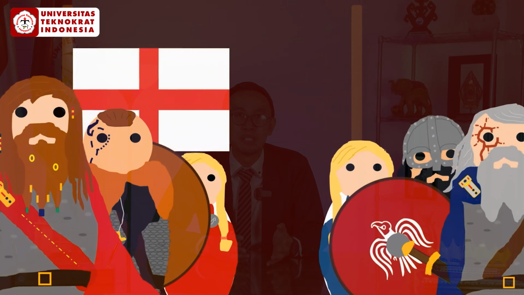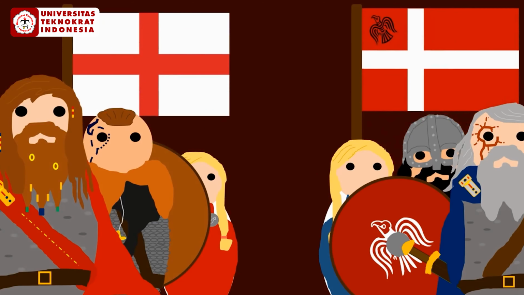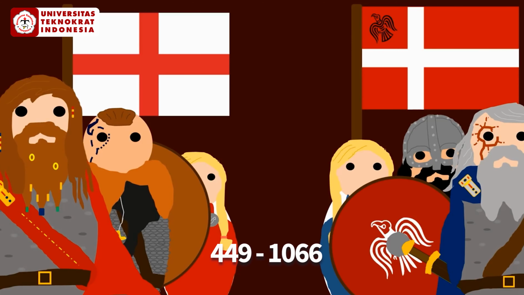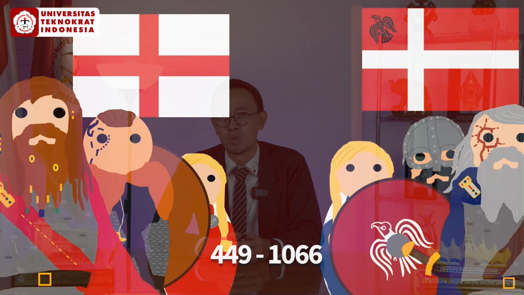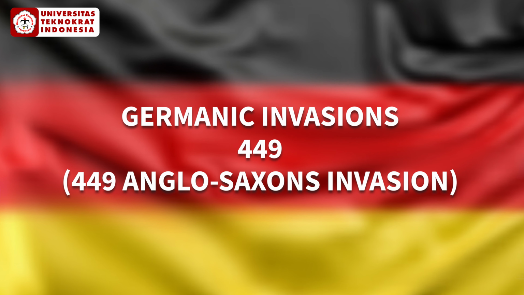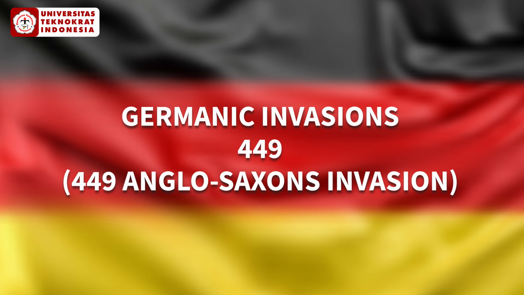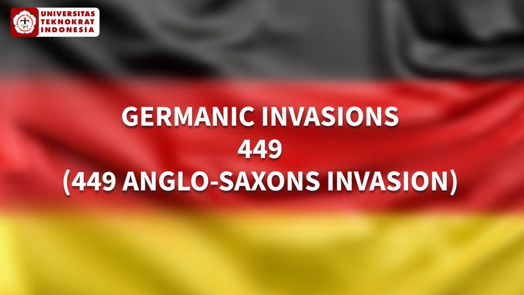It happened in 449 Anno Domini until 1066 Anno Domini. So start from the middle of the 5th century until the middle of the 11th century. So what are the important events? Okay. It was started by the Germanic invasion in 449 Anno Domini.